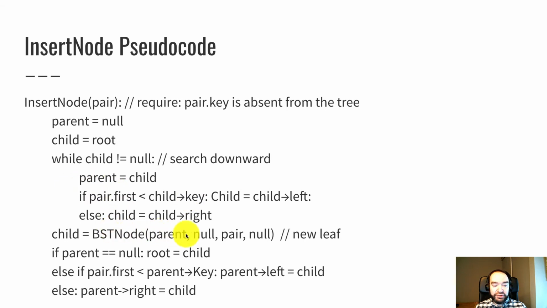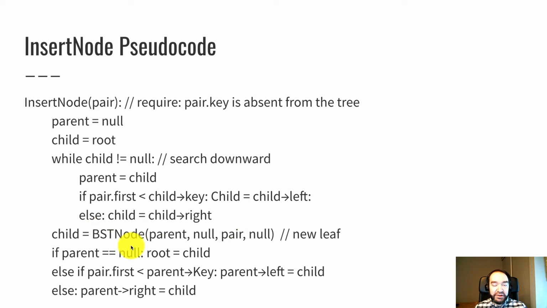Then we allocate a new node. The argument order here is first we give it the parent pointer. The parent of this new node is the parent pointer here from the loop. It's a leaf, so the left and right child pointers are null, and then the pair that we're given to insert is stored inside of that node. The only last thing to do is to update the incoming pointer that points at this node.